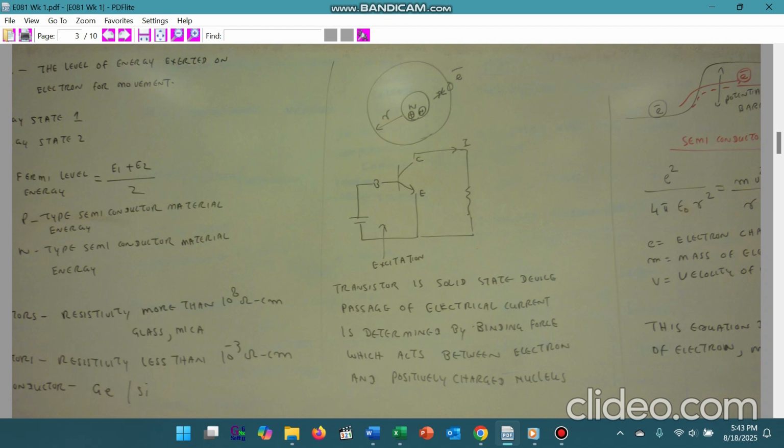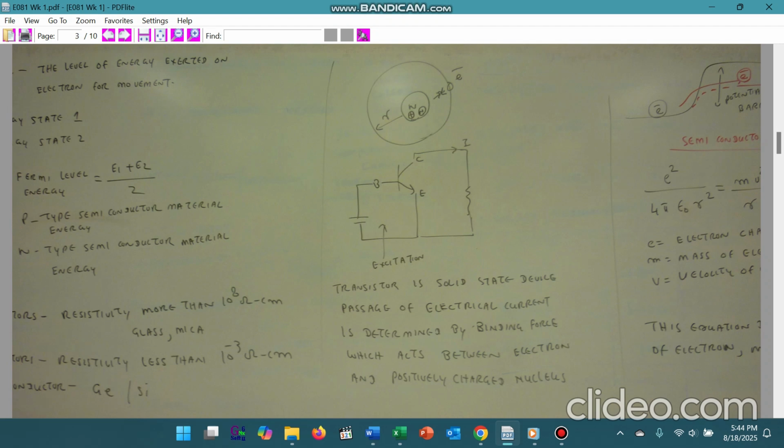The nucleus consists of protons and neutrons, and the electron is moving around the nucleus. So the force between the electron and the nucleus, these forces are the binding force. So this binding force is unlike in the insulator and conductor. Insulator means that the binding force is very strong, and conductor means the binding force is very weak.